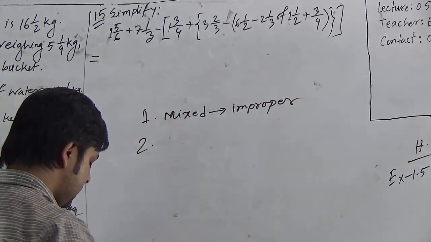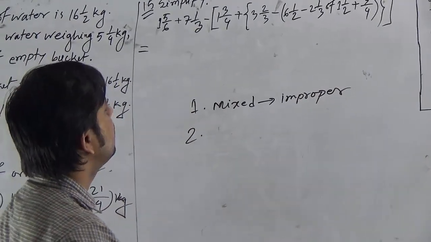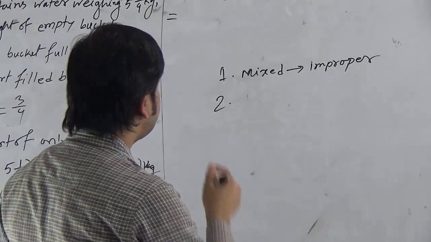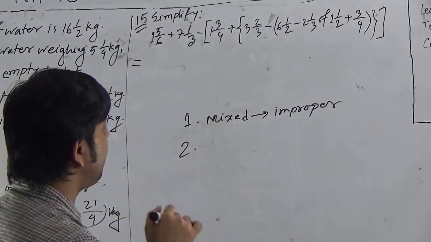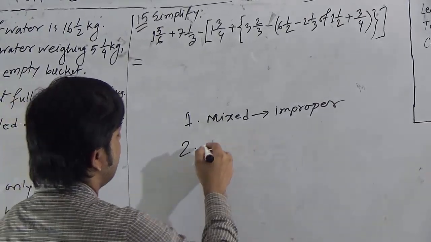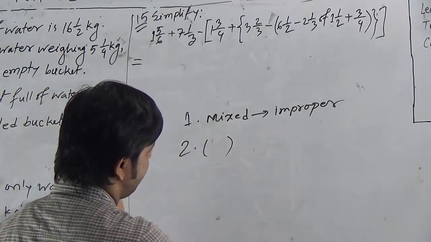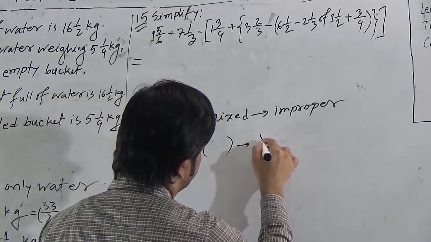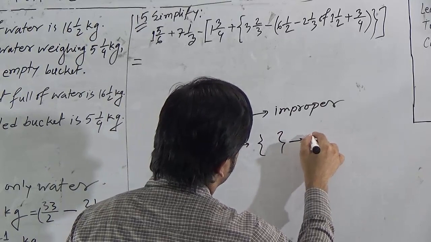Then the second rule is, if there is any bracket, then we have to remove the bracket first. If there is a first bracket, remove the first bracket, and then the second bracket, then the third bracket.